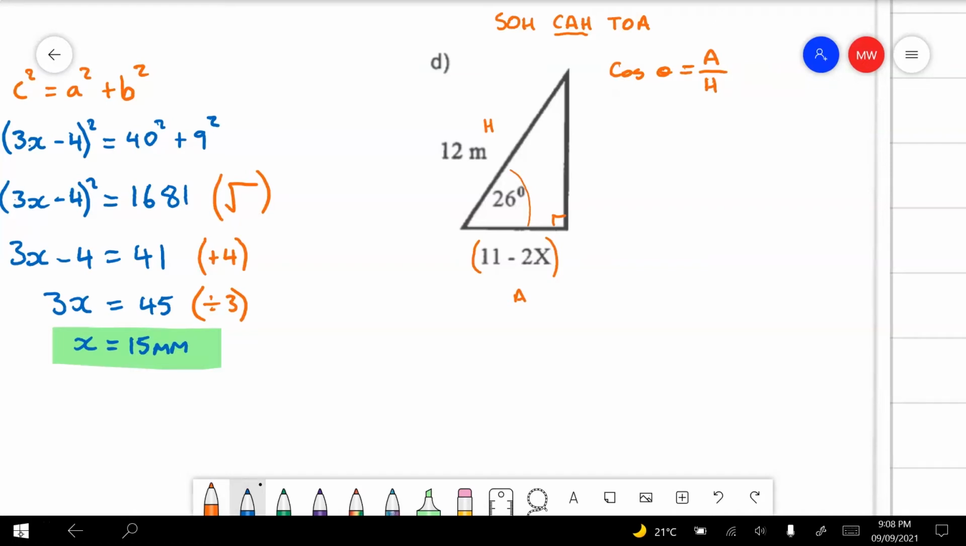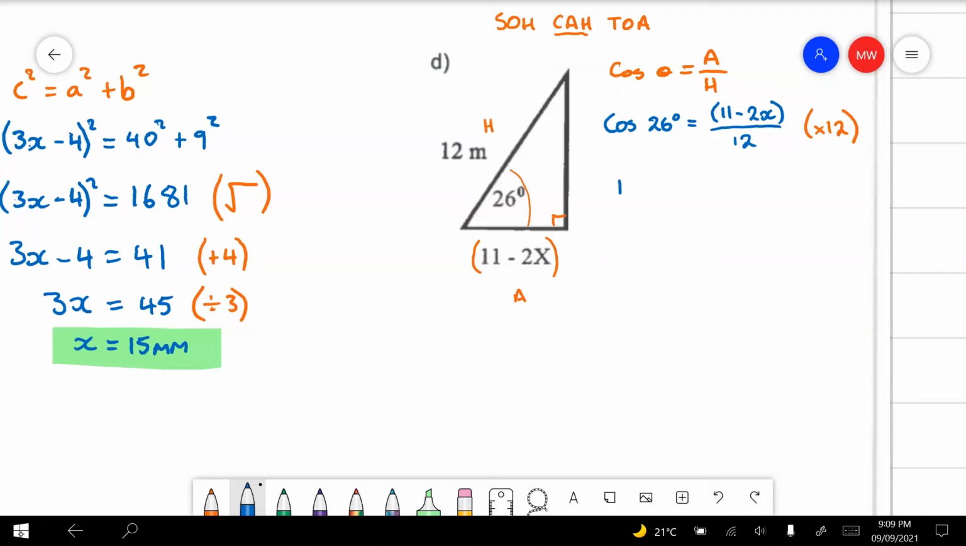And we'll start filling it in with the information that we've got. So we've got cos 26 degrees equals the adjacent, which we're going to put in brackets so it doesn't fall apart on us at this stage, all over 12. And from here what we'll do is we'll start to work our way back to x. So let's get rid of that 12 that's skulking around down here. So we'll multiply both sides by 12.